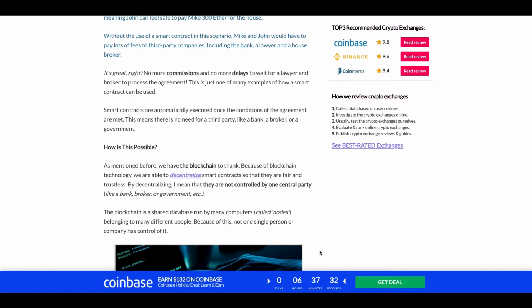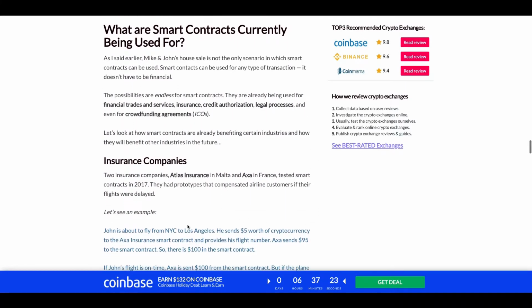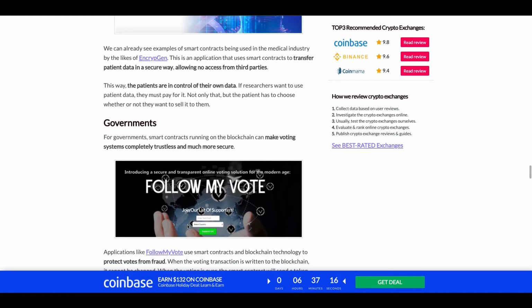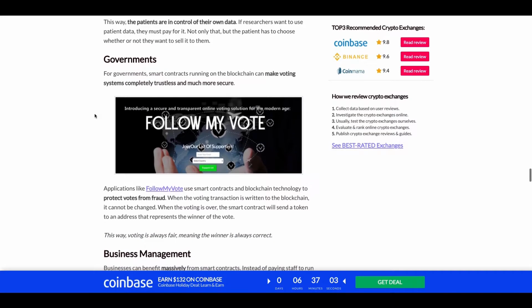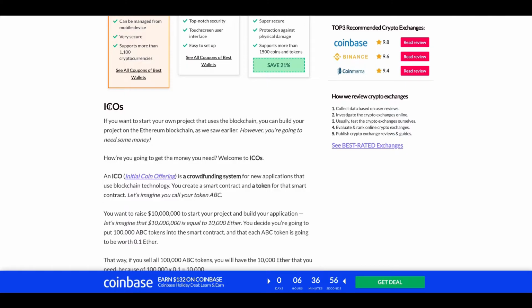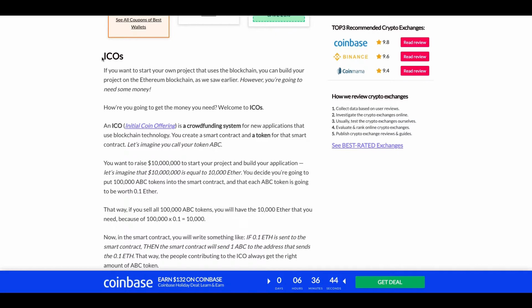As of today, there are multiple use cases for smart contracts. They can be used for insurance companies, health systems, and governments, making the system more trustless and secure. But this doesn't mean that the government owns a smart contract or something like Ethereum. They can also be used for business management and ICOs, which is the most relevant thing when it comes to cryptocurrency. I will definitely make a more detailed video about ICOs in the future.